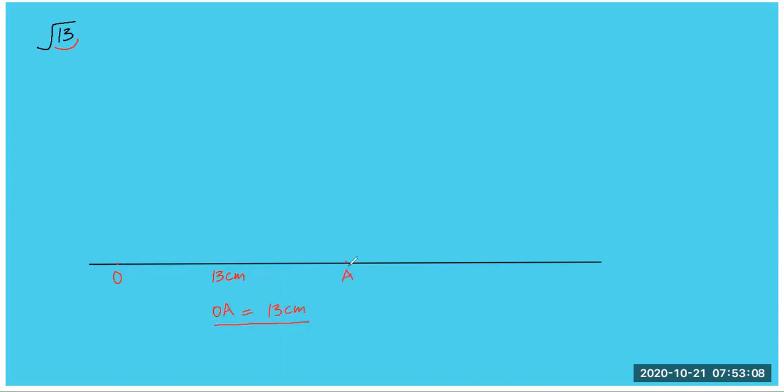After marking this, take 1 centimeter extra. AB is equal to 1 centimeter, so OB becomes equal to 14 centimeter. Now take the half of OB. You know how to take the half of OB? Not with the scale. You have to do all geometry. Obviously you know how to find the half.